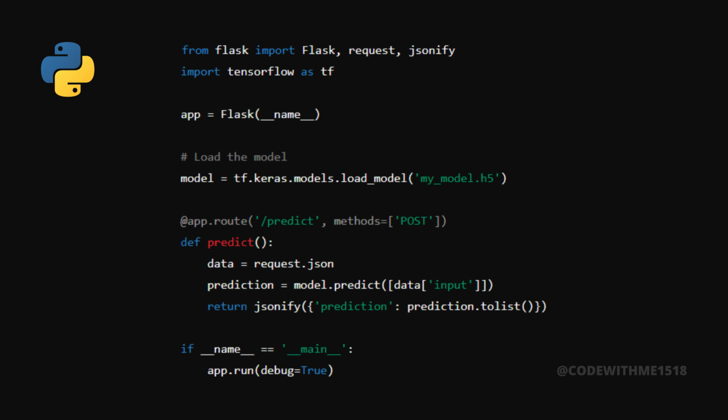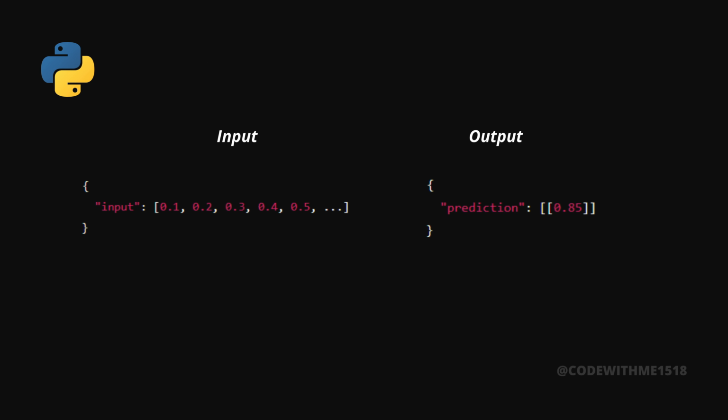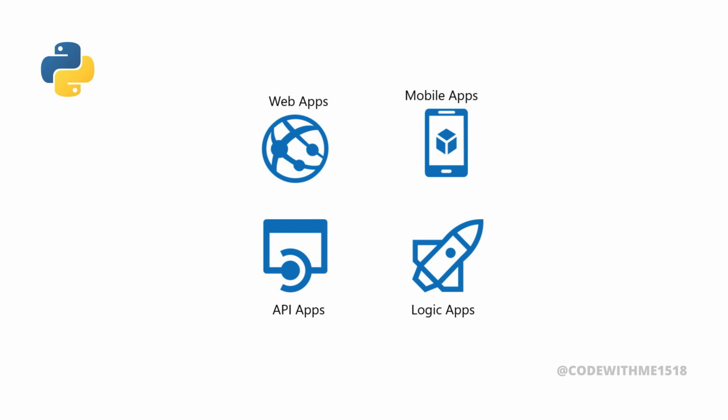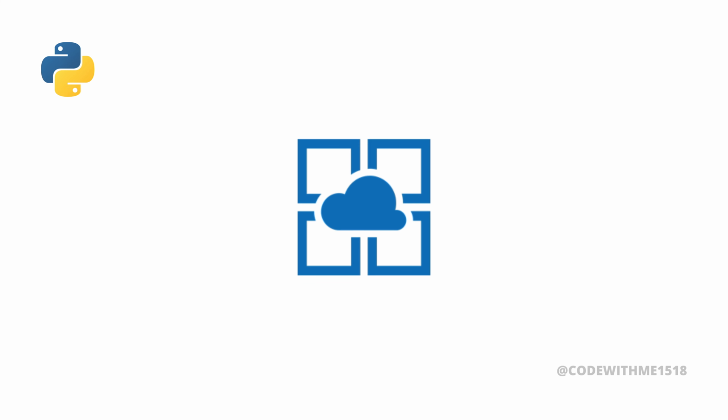With just a few lines of code, we've created an API endpoint, predict, where users can send their input data as JSON, and the model will return predictions. You can test this API locally or deploy it to the web for others to use. This API could be the backbone of a web app, a mobile app, or even a service that powers multiple applications. Next, let's look at how to deploy this API on a cloud platform so it's accessible from anywhere.